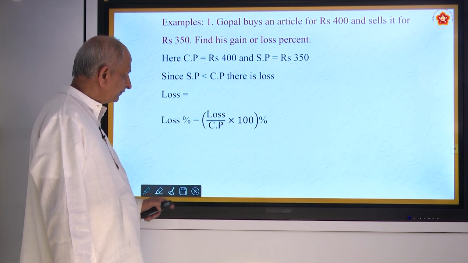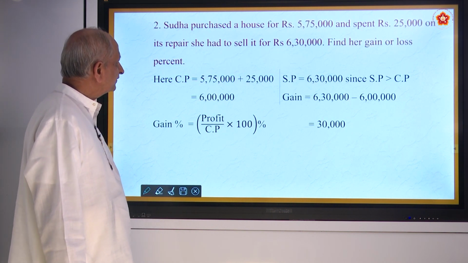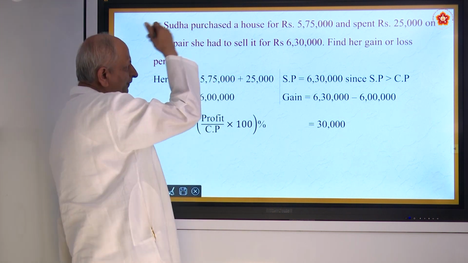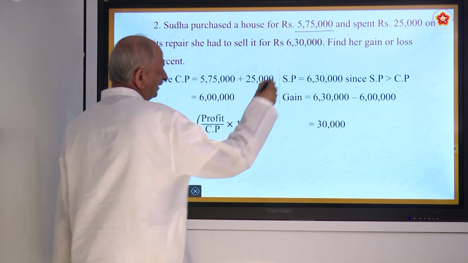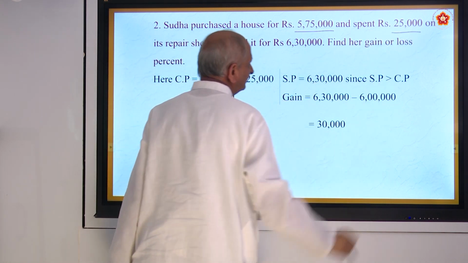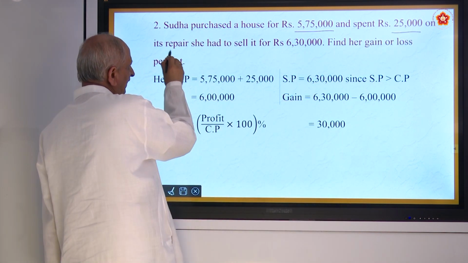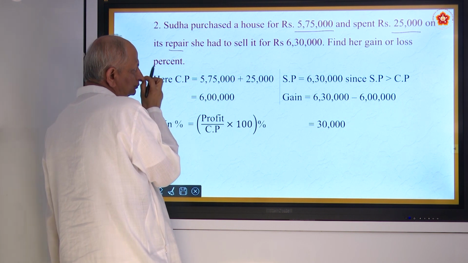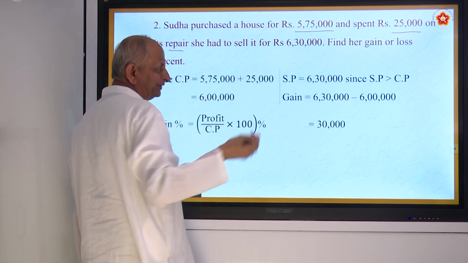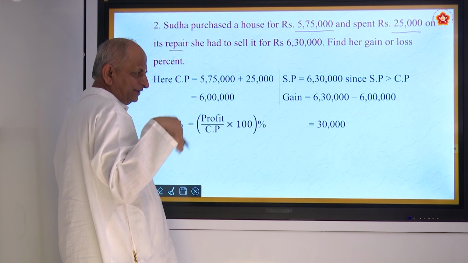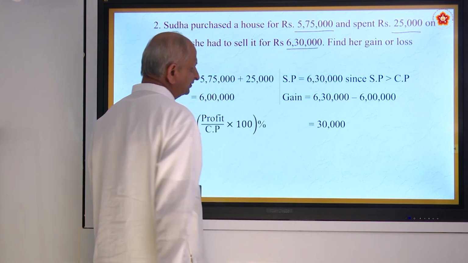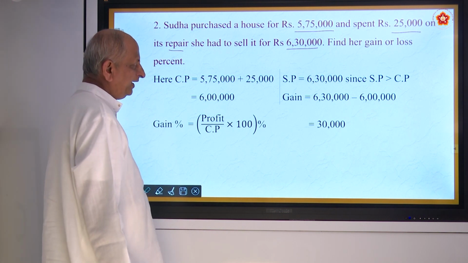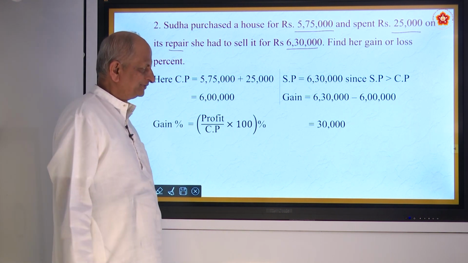Okay. Next question is, Sudha purchased a house for rupees 5,75,000 and spent 25,000 rupees for repair. When you purchase a house, now there should be some repair here and there, like painting and all. And sells it for rupees 6,30,000. Find her gain or loss.